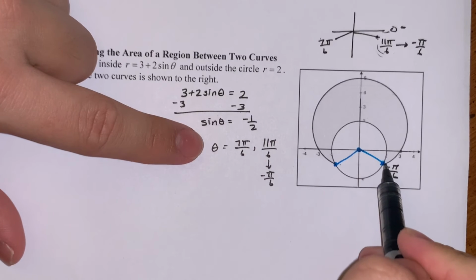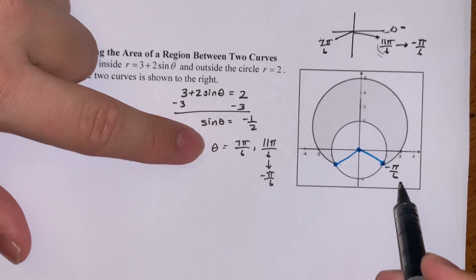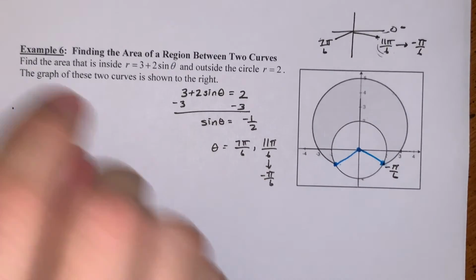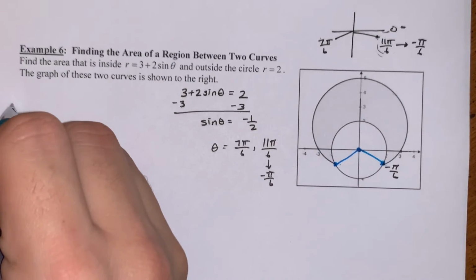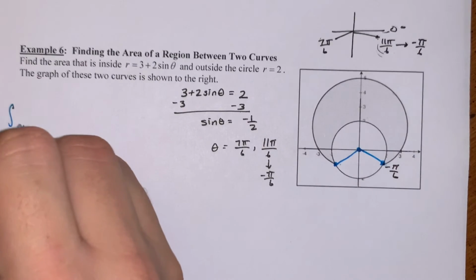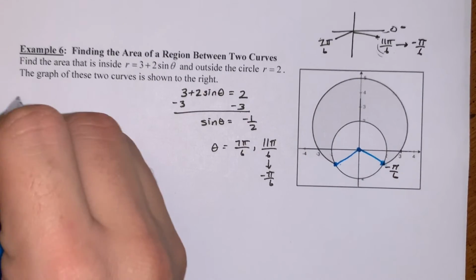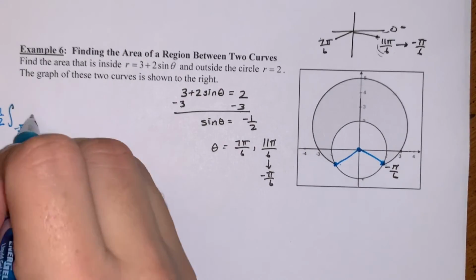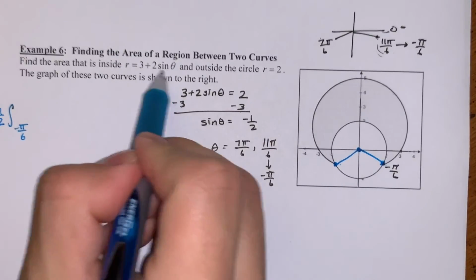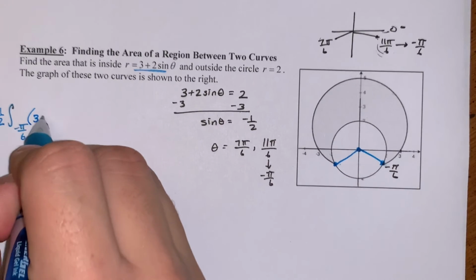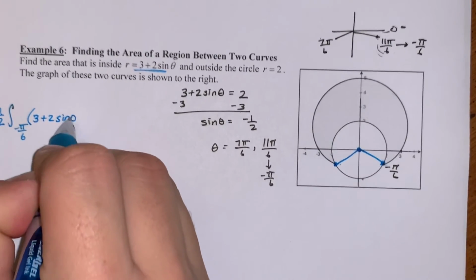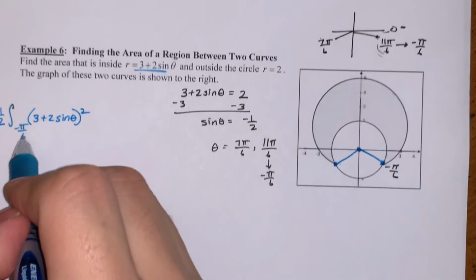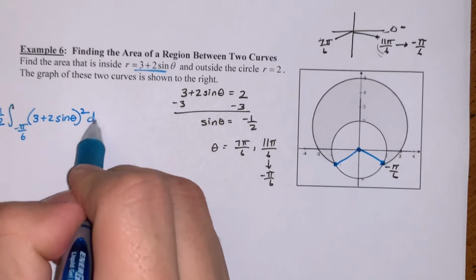And here's the thing. We could make that our lower bound of the integral, because essentially what we're going to do is find, where's my blue? We're going to find the integral from negative pi over 6 to some upper bound of 1/2 times the radius squared. And it's going to be the radius of this function right there. So (3 plus 2 sine of theta) squared, d theta.